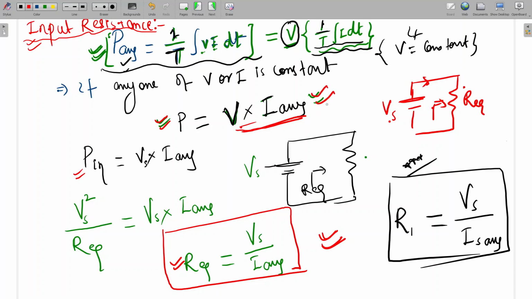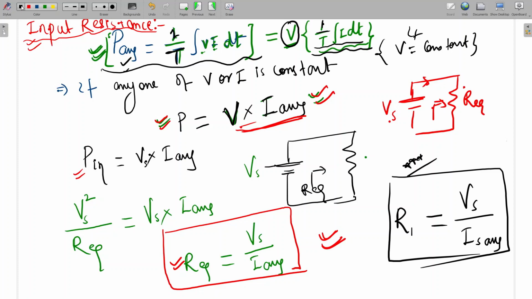Why average? Because, see, I'm telling you one concept. Anywhere, if two quantities are there, voltage and current, and out of that one is constant, we take the average of the other. Let's say if the current is constant, we take the current common, so it will be I into V average, power will be. So what concept do you have to apply? If any quantity is constant, we take that common outside and the other value will be the average value. Is it clear?